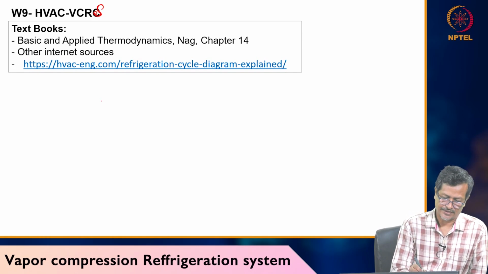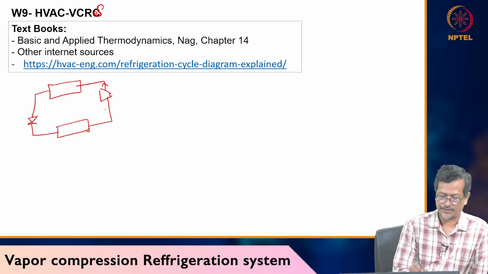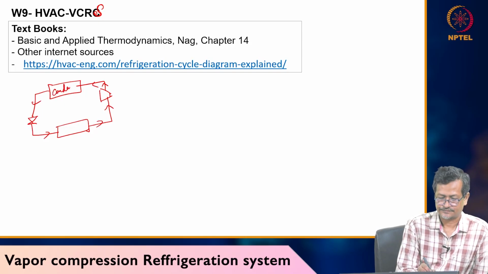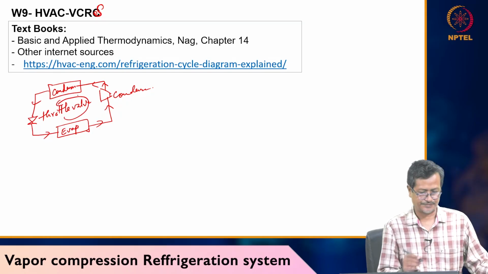In the vapor compression system, we have seen that one compressor must be there, compressing the refrigerant, and then you have one condenser, a throttle valve, an evaporator, and then the compressor again. This cycle you must remember. This is the condenser. This is not the compressor, this is the evaporator. This is the condenser. This is the throttle valve. So fluid will be flowing in this loop, in this direction.